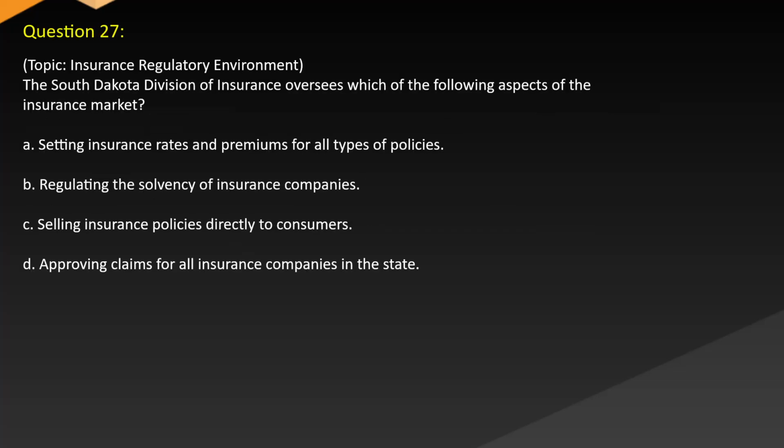Question 27. Topic: Insurance regulatory environment. The South Dakota Division of Insurance oversees which of the following aspects of the insurance market? A. Setting insurance rates and premiums for all types of policies. B. Regulating the solvency of insurance companies. C. Selling insurance policies directly to consumers. D. Approving claims for all insurance companies in the state.